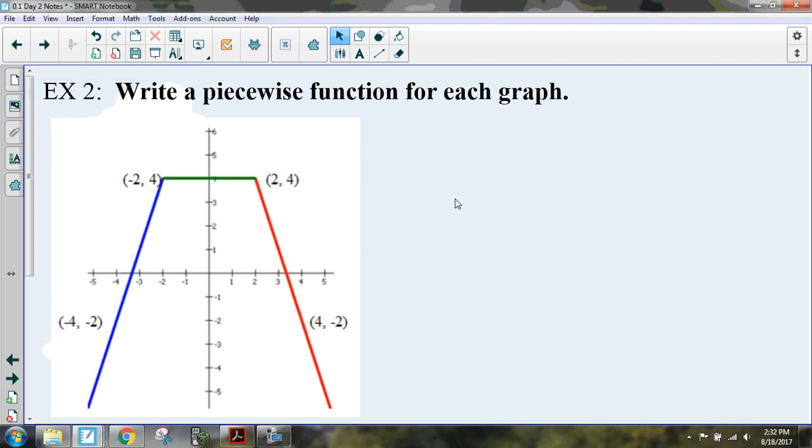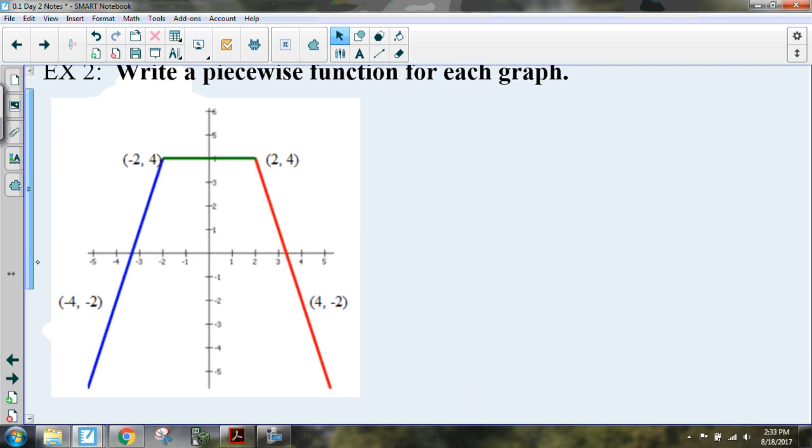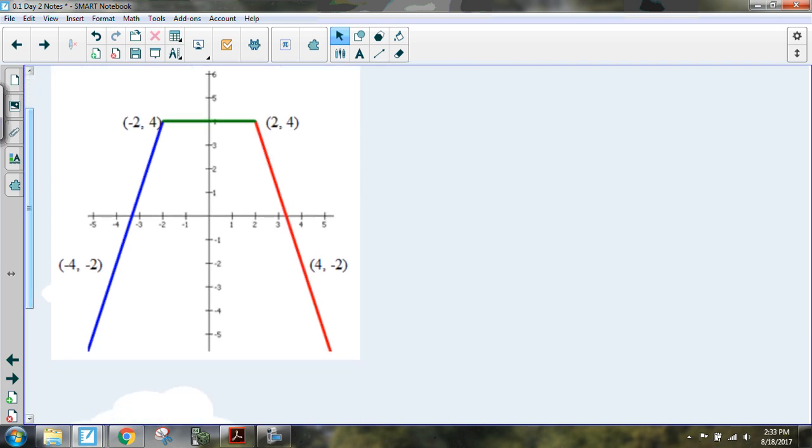All right, so here we are finishing example 2. We're doing the same process that we did for example 1. We're writing the equations for the lines, and in this case we have 3 lines. So I'm going to start left to right, with the blue line, and first we want to find the slope of that line.